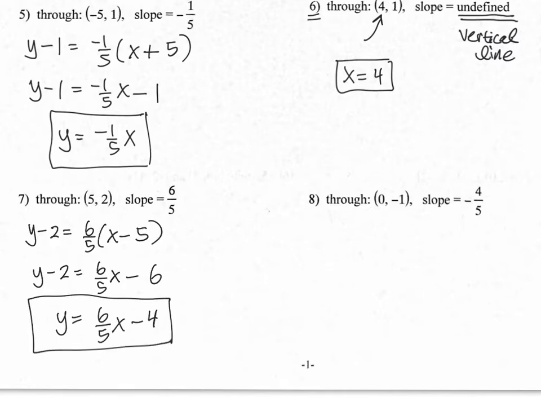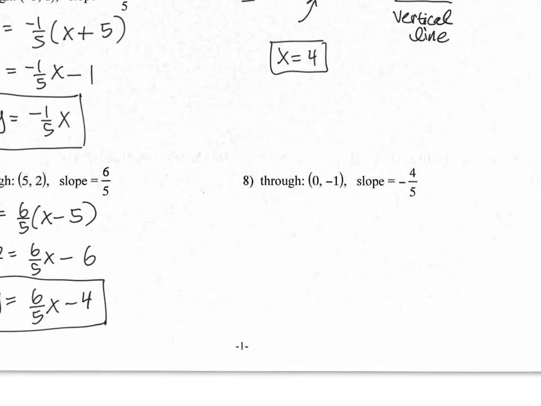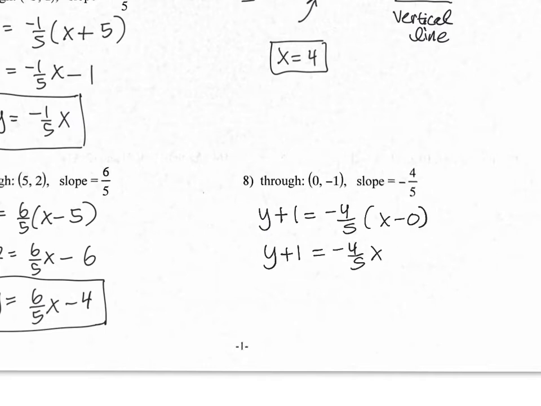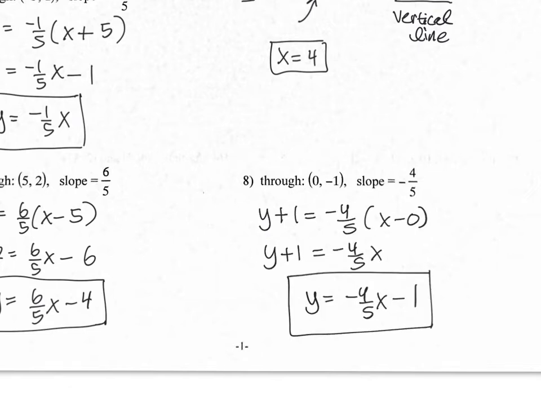Alrighty, so number 8. Y minus a negative 1 is equal to negative 4/5 times x minus 0. So y plus 1 is negative 4/5 x, and y is equal to negative 4/5 x minus 1. All right, so far so good.